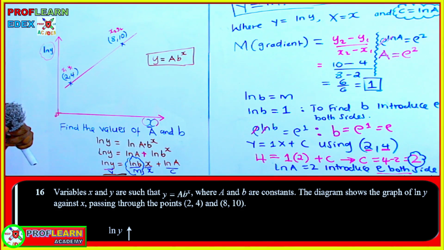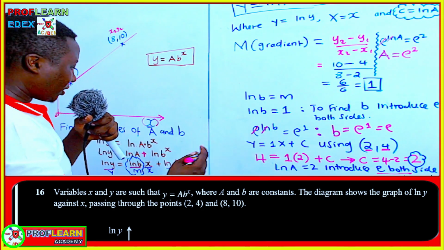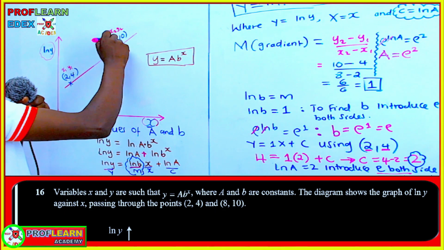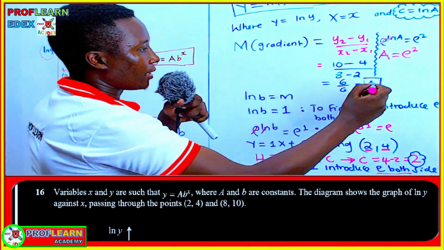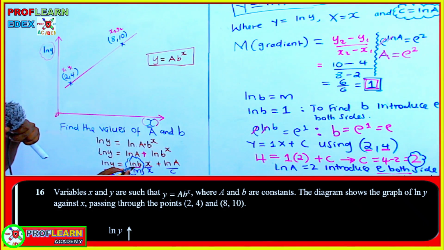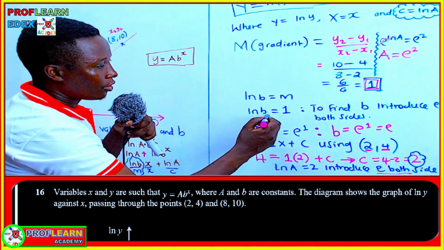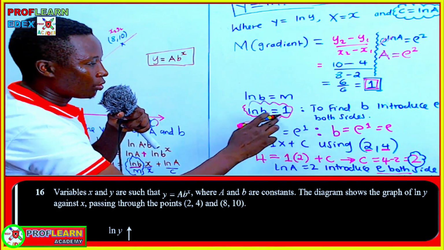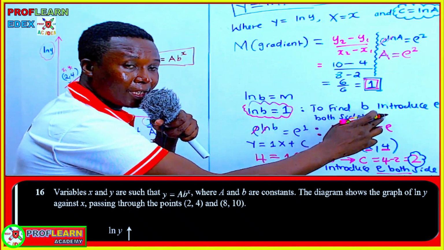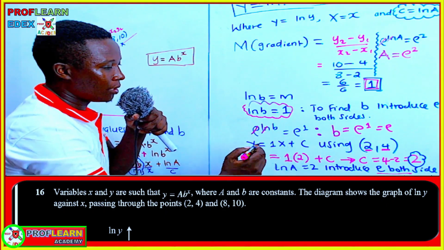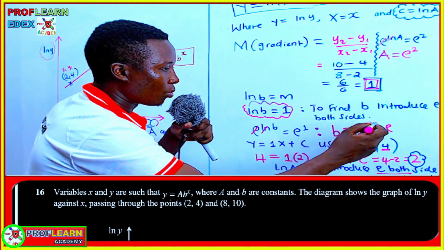And this represents the y. The ln of b represents the part of m, which is the gradient. So once we did that, we went ahead to work out the gradient of this straight line using these 2 points that we were given. And we got the gradient to be equal to 1. Now, because the gradient corresponds to ln of b, we say ln of b is equal to the gradient that we had obtained. So in order to solve for b, we introduce e on both sides. When you have e raised to ln of b like that, they cancel out and you remain with b, and b equals e raised to 1, which is actually e.